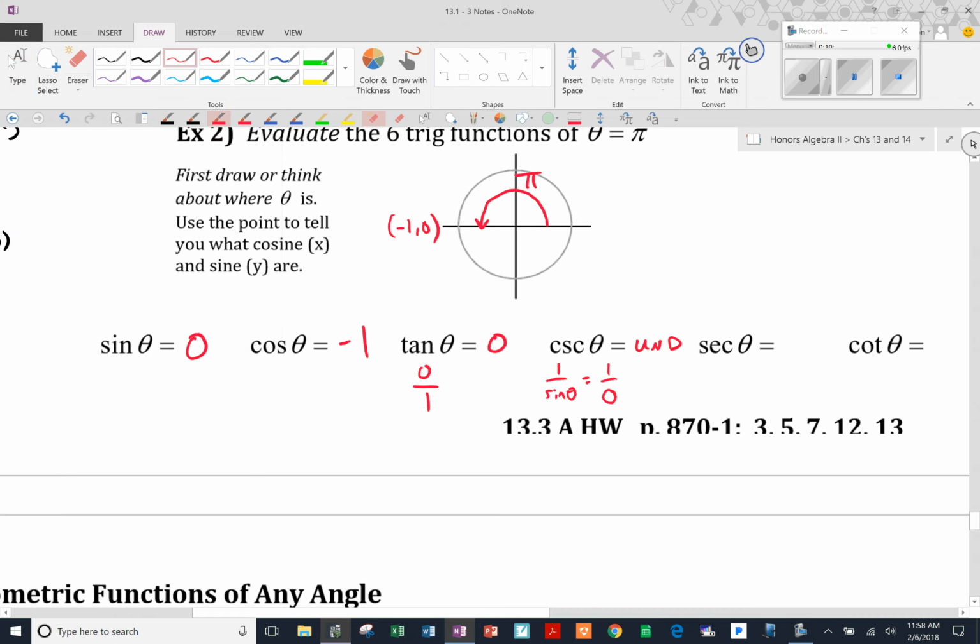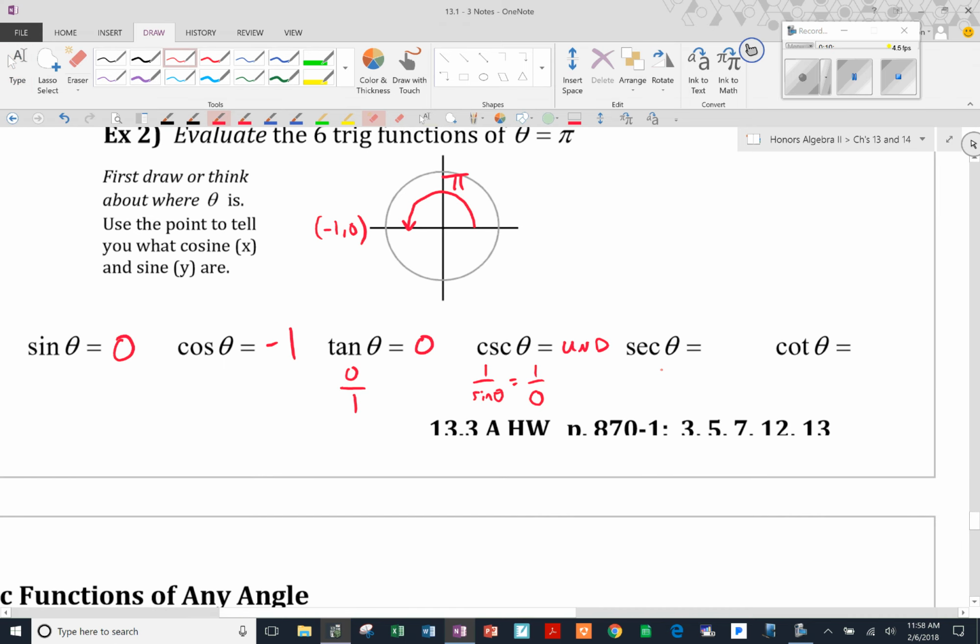Okay. How about secant? Secant is 1 over cosine, and cosine is -1. So 1 over -1 is just what? -1. When you flip 1, you get 1. When you flip -1, you get -1.